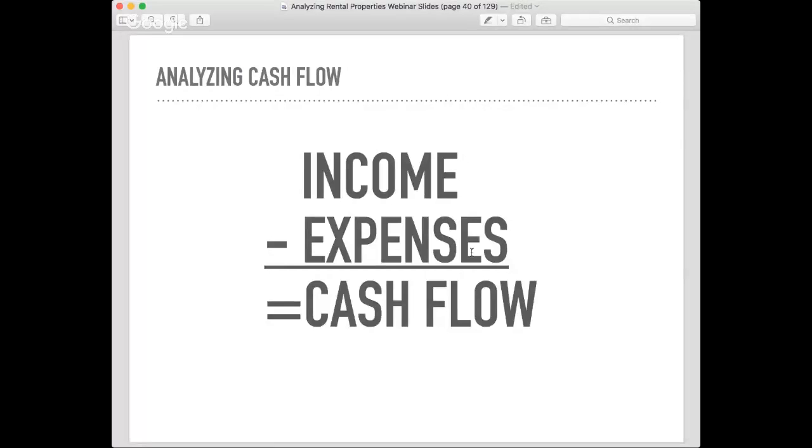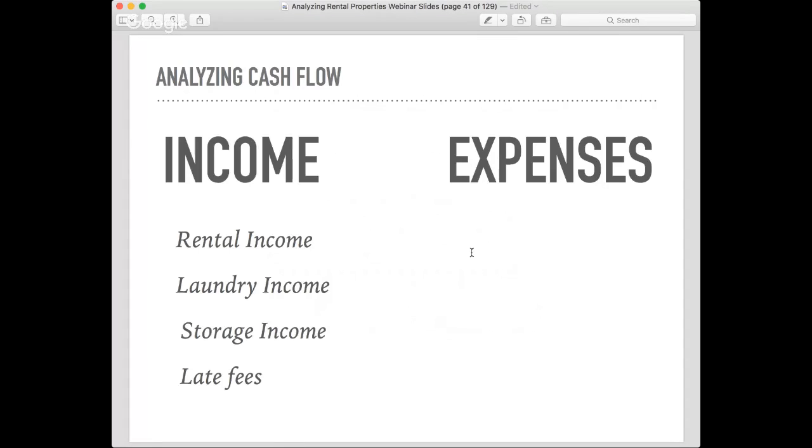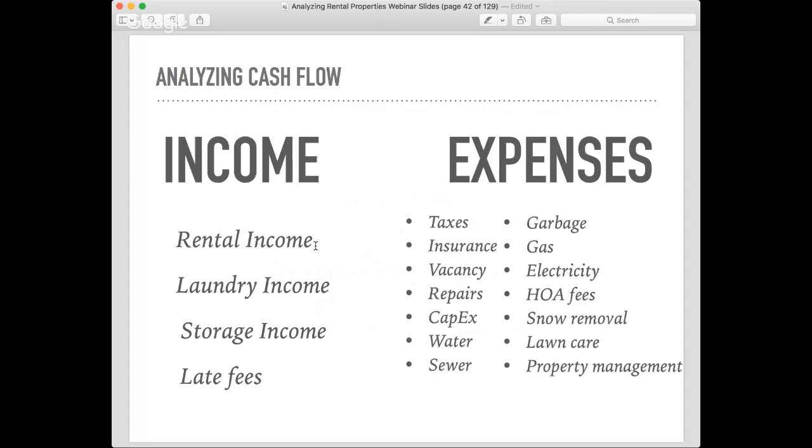So very, very basic. Like I said, income minus expenses is going to be cash flow. We all understand that. You make 1,000, you spend 800, you get 200 in cash flow. Now the income part's pretty easy. You've got rental income, laundry income, storage income, late fees, all those things that could be income. And most of us understand that because the bulk of it is the rental income. Where people tend to struggle, though, is in the expenses, not getting all of the expenses.